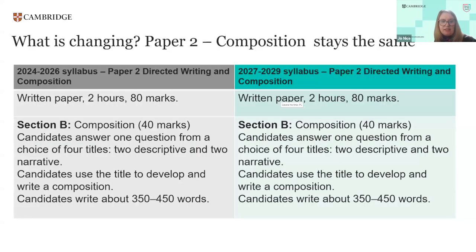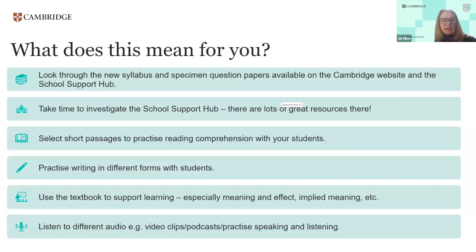On the next slide, you'll see the composition, and the message here is that it stays the same. So we've not made any changes to the composition tasks. So candidates will still be required to choose from 2 descriptive or 2 narrative titles, and they'll write 1 response to those. On the next slide, just what does this mean for you?